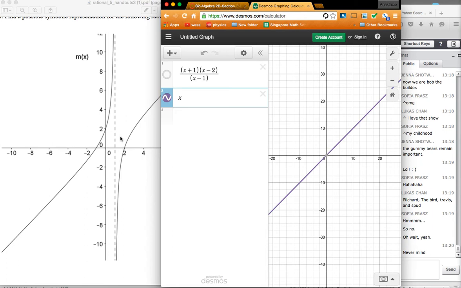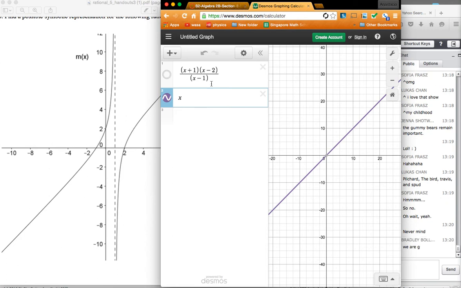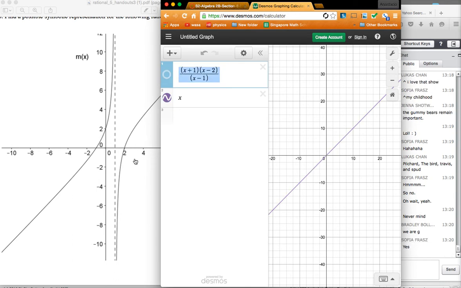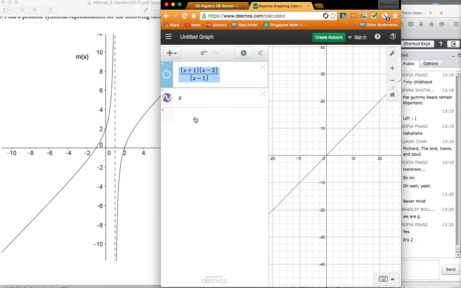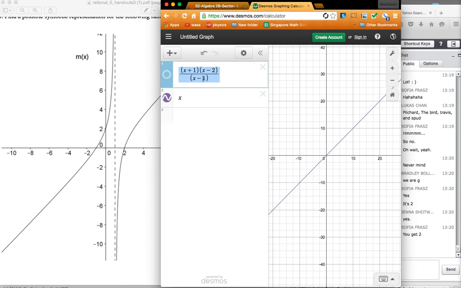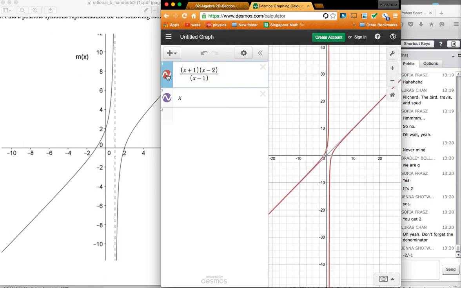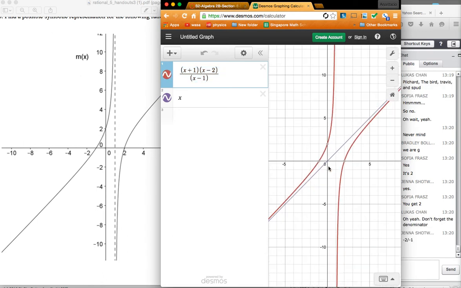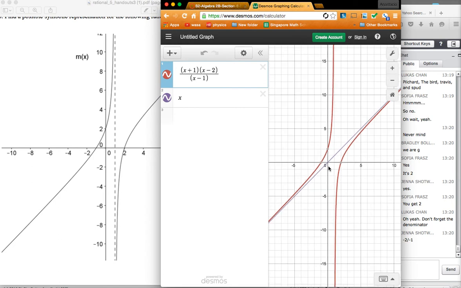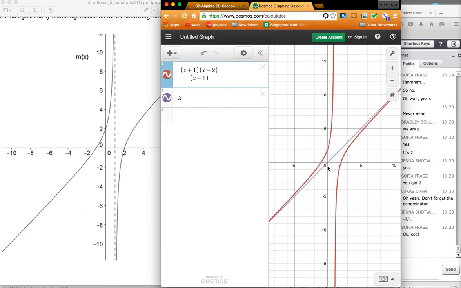Okay. What about this? Is our y-intercept good? Just by looking at this, is our y-intercept good? Yes, because if I plugged in 0 into here, here, and here, I would have 1 times negative 2, which is negative 2 on top, and I'd have negative 1 on the bottom. That gives me positive 2, which is according to that. So I'm going to venture to say that that is my graph. And yes, you're absolutely correct.